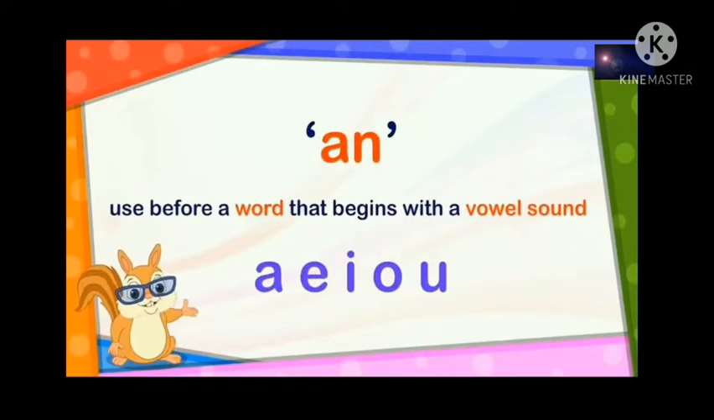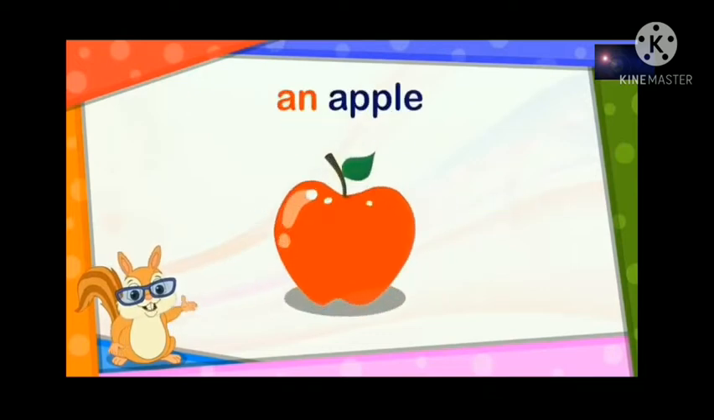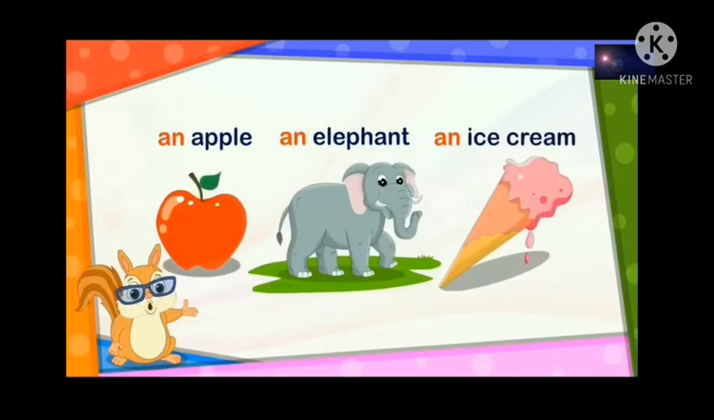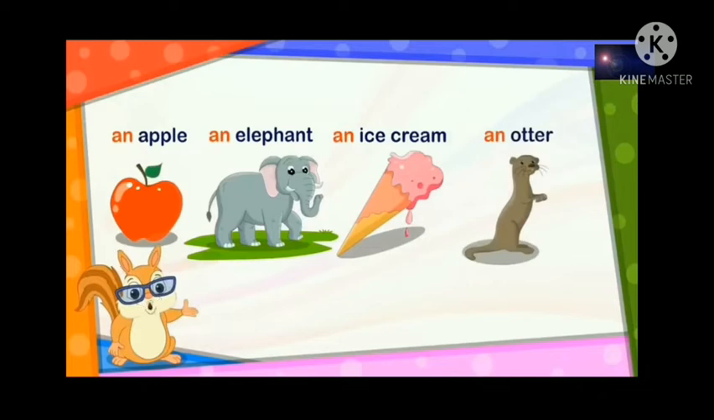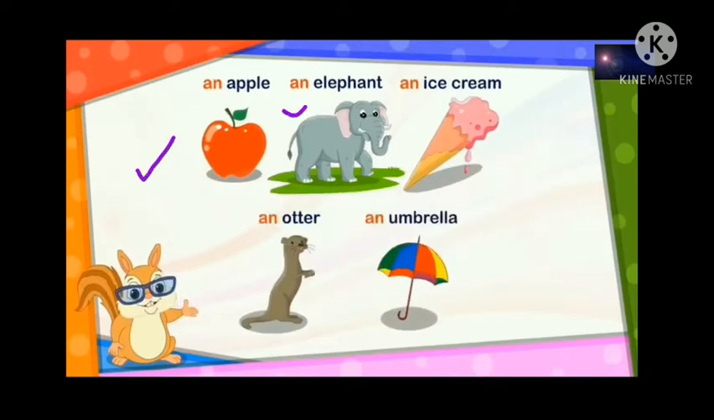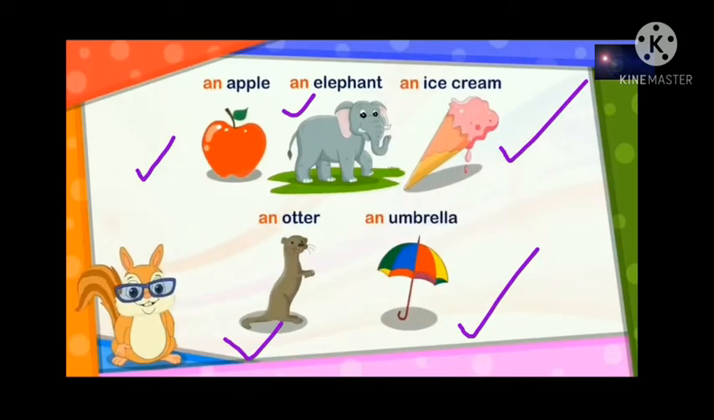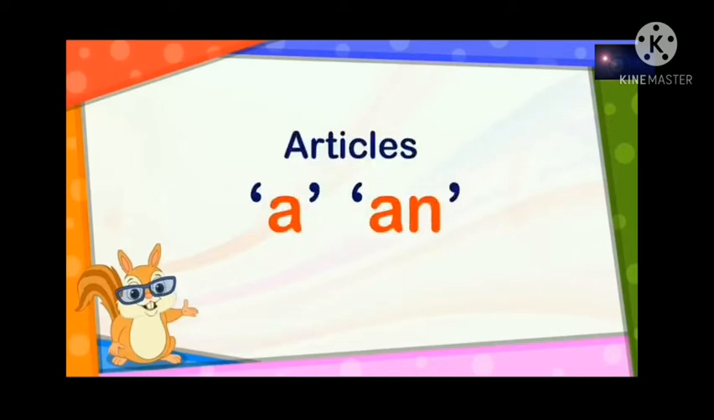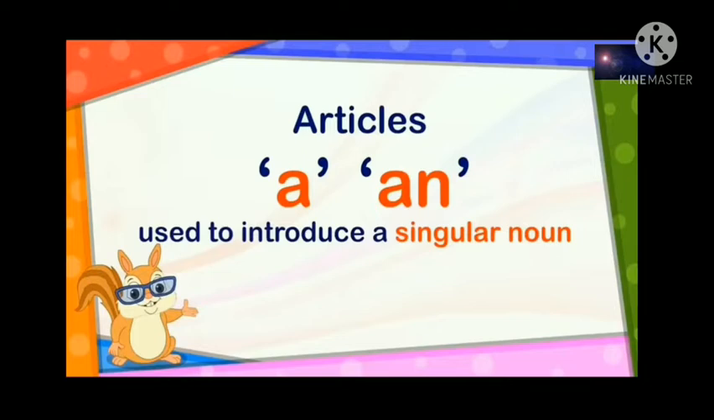An is used before a word that begins with a vowel sound: A, E, I, O, U, such as an apple, an elephant, an ice cream, an otter, an umbrella. Articles a and an are used to introduce a singular noun.